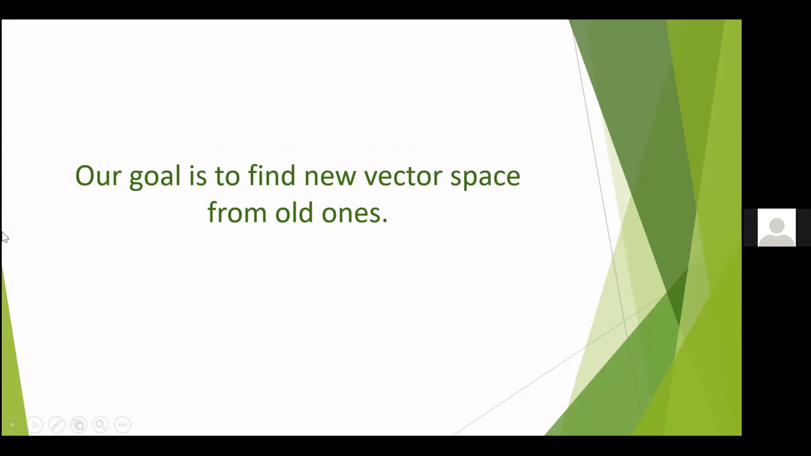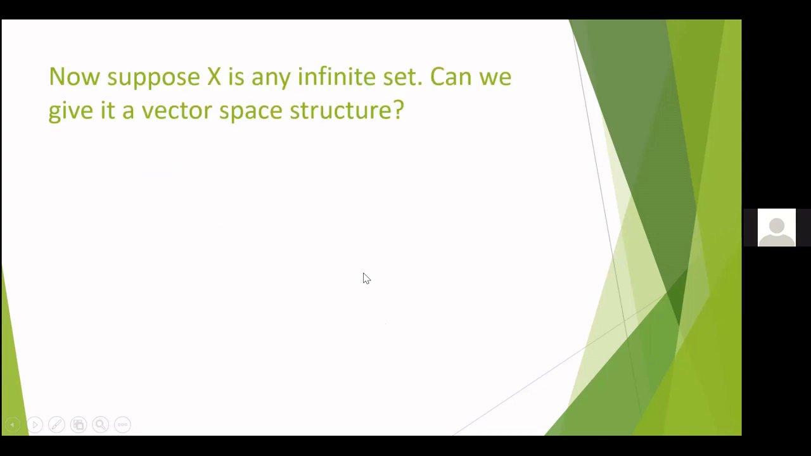Okay, so now what is my goal? We have already seen some vector spaces over usual addition and multiplication. So can we get some other operation, which is not our usual addition and scalar multiplication, but still give a set a vector space structure? This is my aim. If it is possible, then we will see how we can do that.